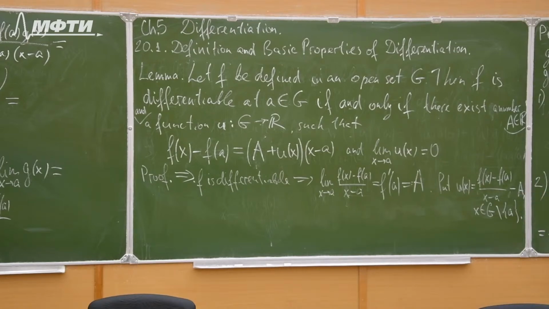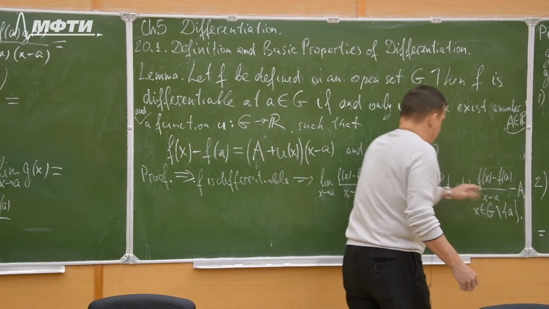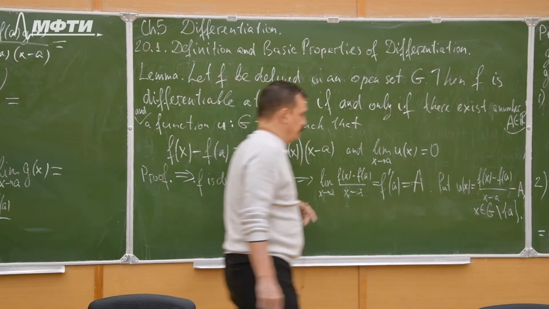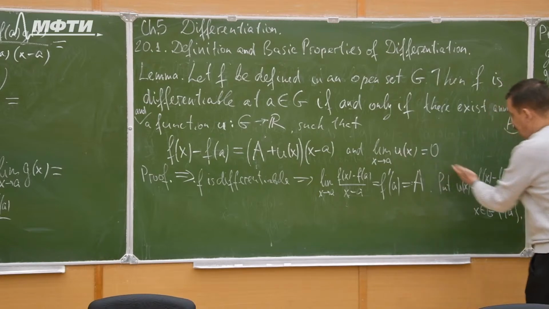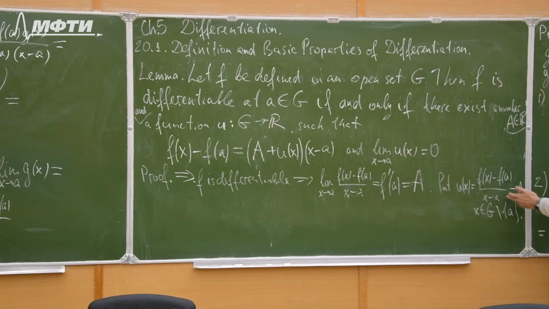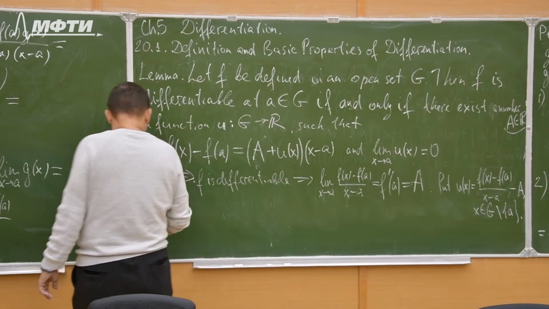u of x is this difference. So if we substitute, capital A plus u of x is precisely this ratio, so that is by the definition what we want, right? So what remains is to prove that the limit of u of x is 0, but that is again true since this limit is a minus a, which is 0, right? Everything is proved then. Okay, now the converse.